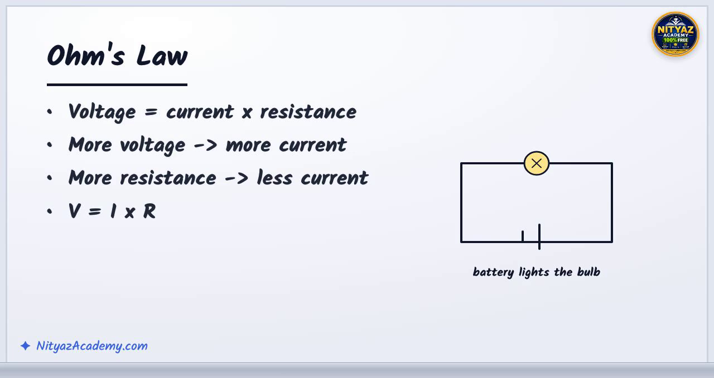This relationship is the workhorse of electronics. It lets engineers choose the right resistor to protect a delicate component, set the brightness of a bulb, or limit current so wires never overheat. Three quantities, one tidy equation.